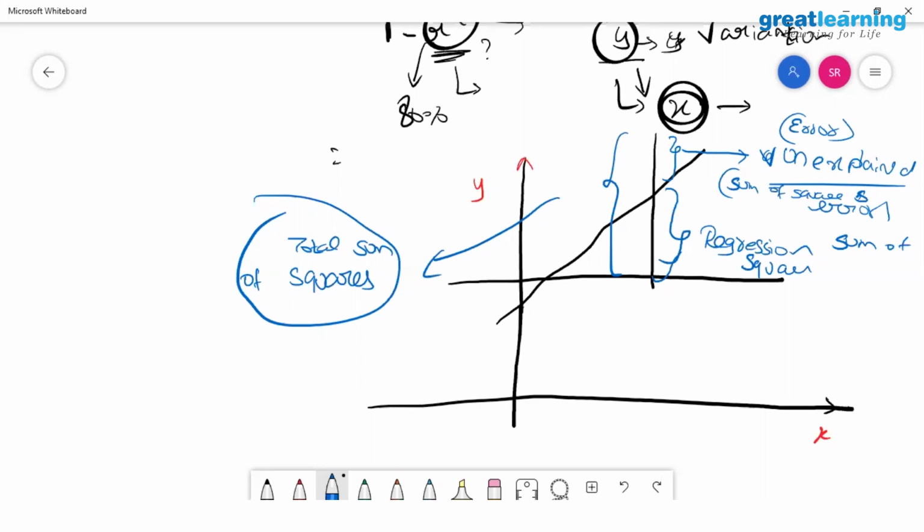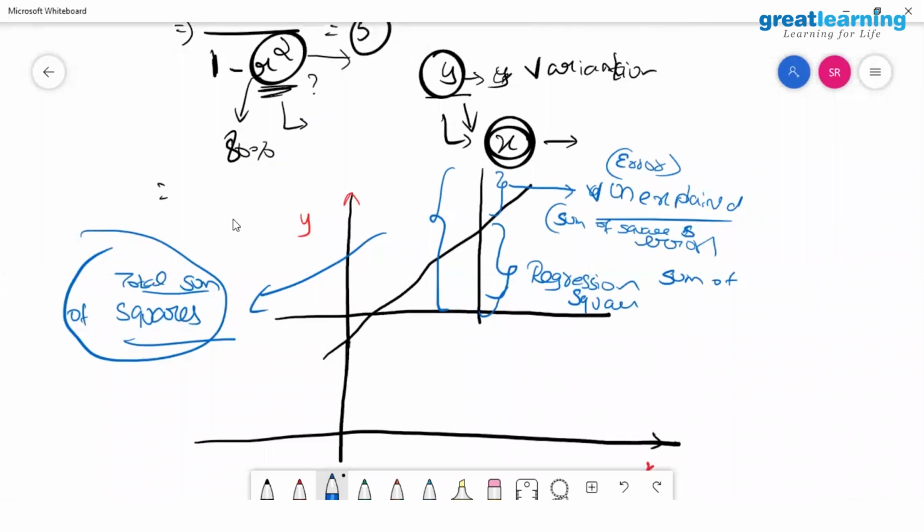So in the total sum of squares, how much is my regression able to explain, and how much is my regression not able to explain? I'll show you visually in Excel how much the regression is explaining and how much it is not explaining.